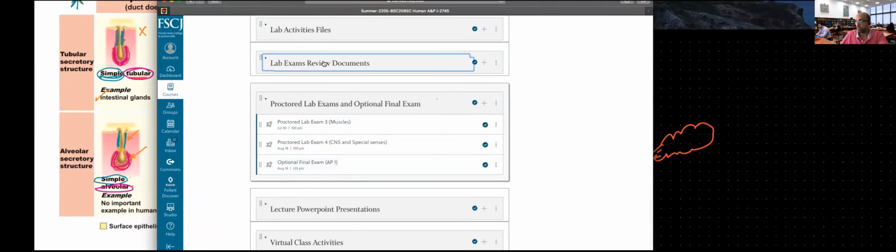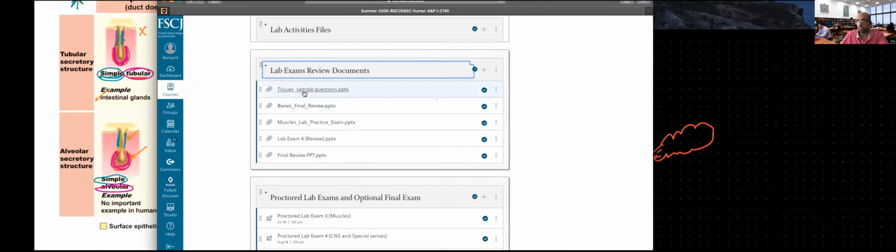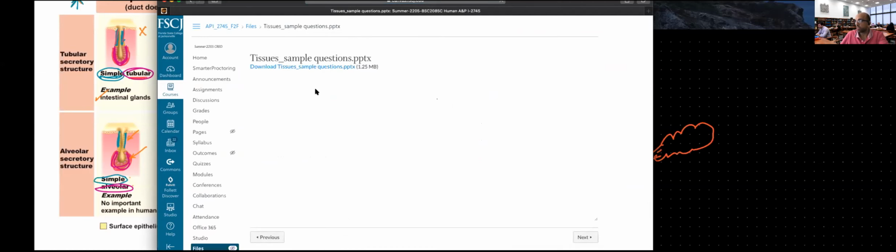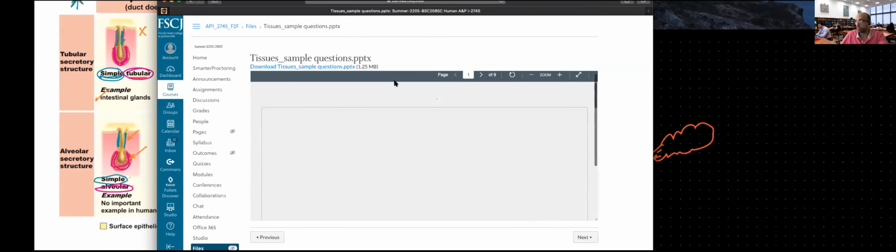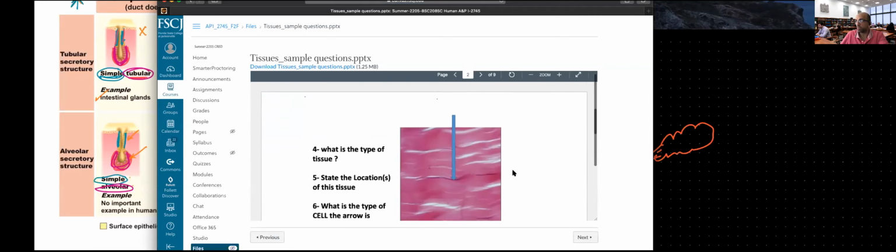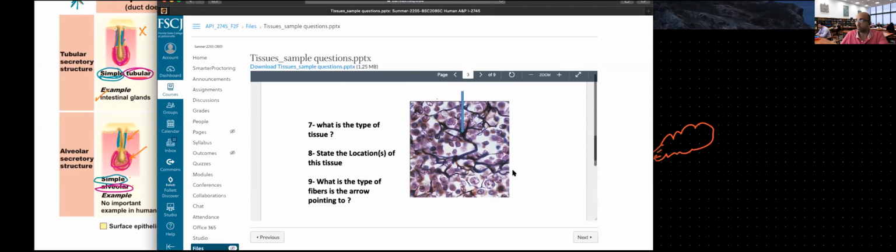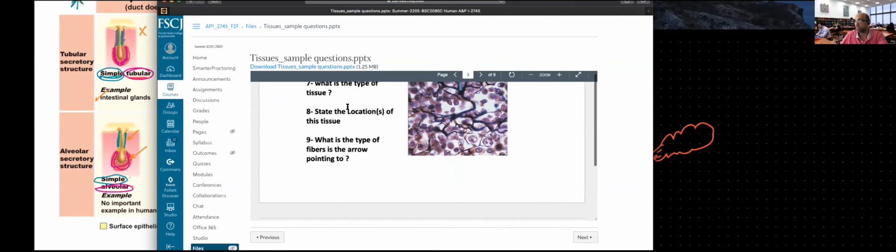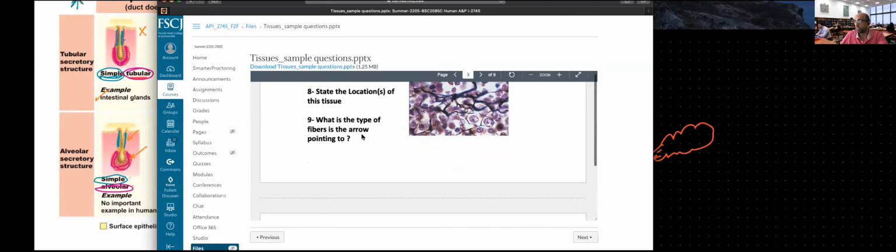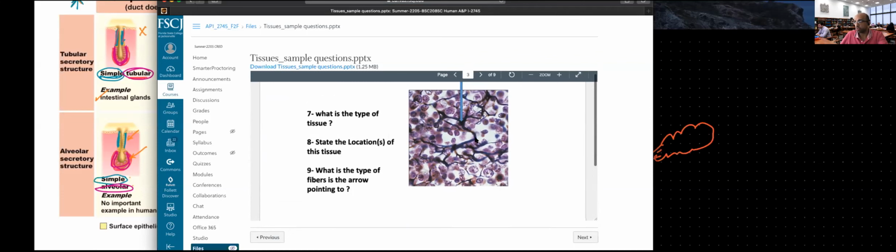Something also that you might be interested in looking at is the tissue sample questions, and this will give you the chance to get yourself familiar with how the questions are going to look on your actual lab exam. So you will be asked to identify the type of tissue as you see on here. You will be asked to state the location. You're also going to be identifying different structures on the tissue.